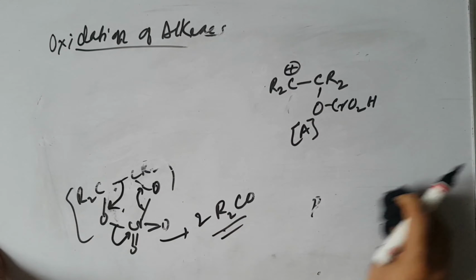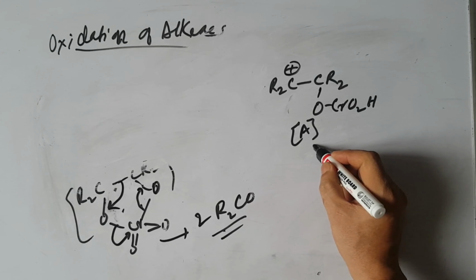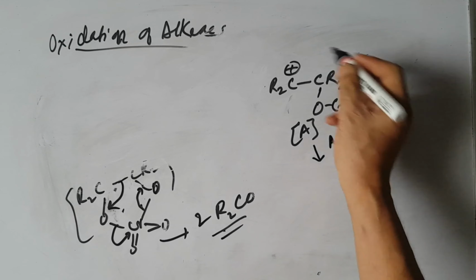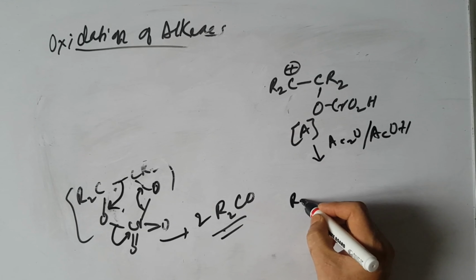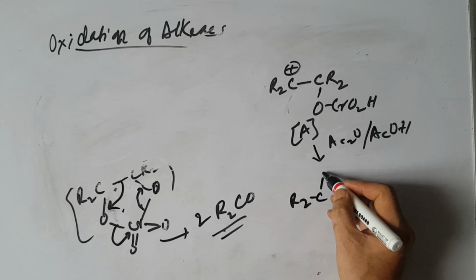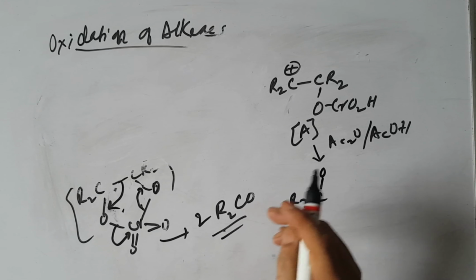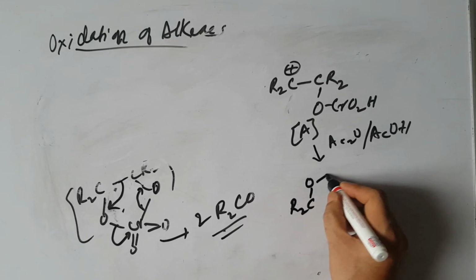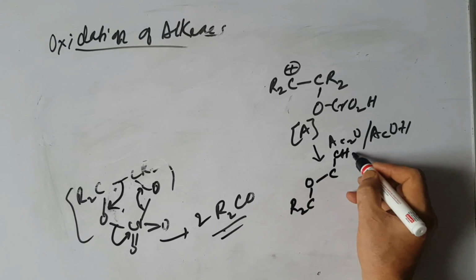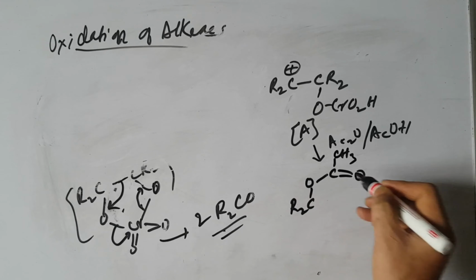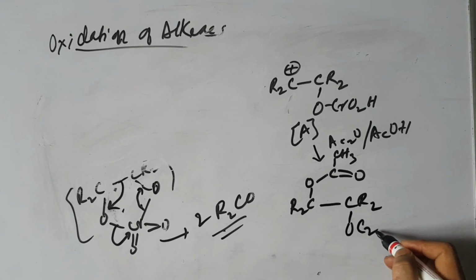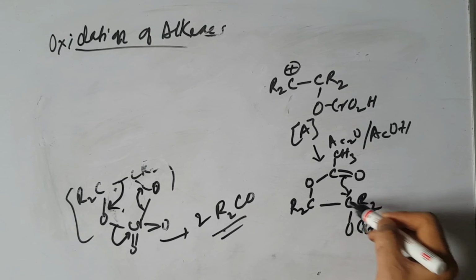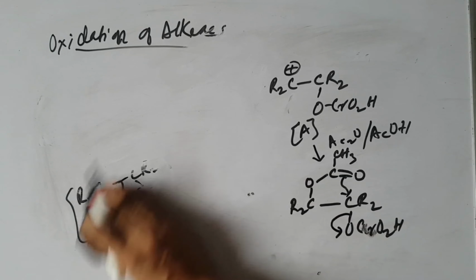When this intermediate A reacts with, say, acetic anhydride in presence of acetic acid, the acetic group attacks here at R2C. So O will attack here, and down here R2C, O, C, CH3, double bond O. Like the acetic group attacks. Then we have the chromium group, chromium O2H. So now this attacks here and loses this one.